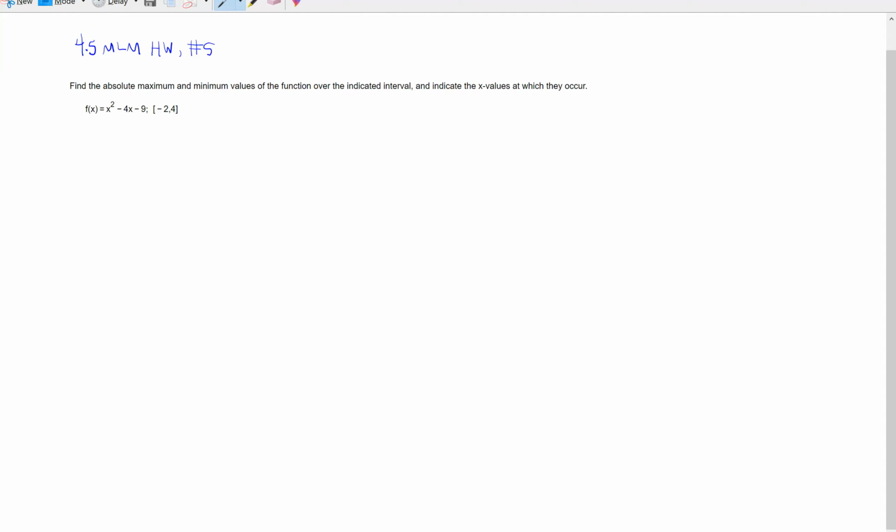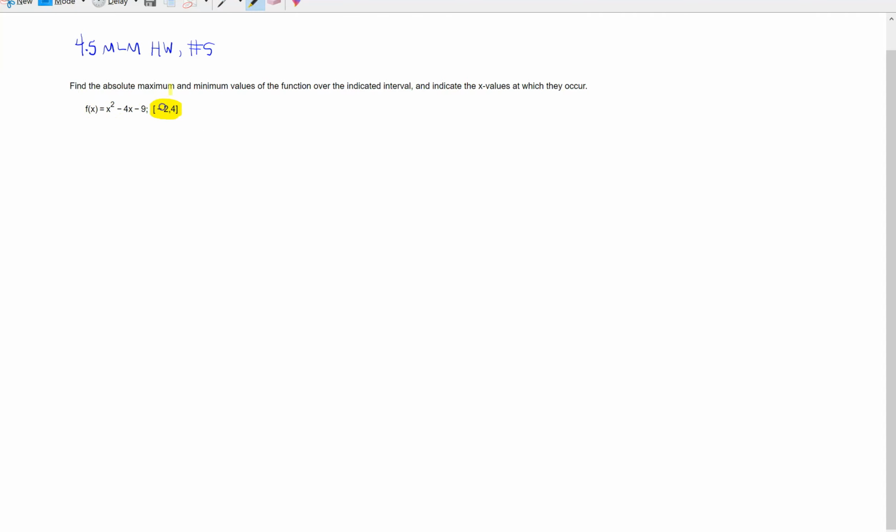This is question number 5 from the 4.5 MyLab math homework on absolute maximums and absolute minimums. In this problem, we're being asked to find the absolute maximum and the absolute minimum of this quadratic function. It's a polynomial, so it's continuous everywhere, over a closed interval.